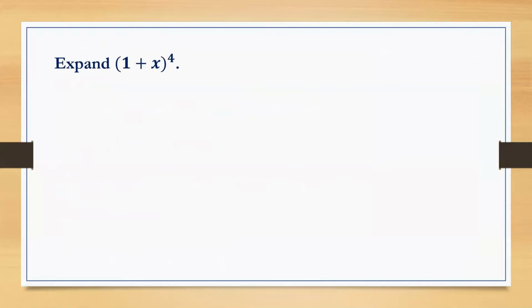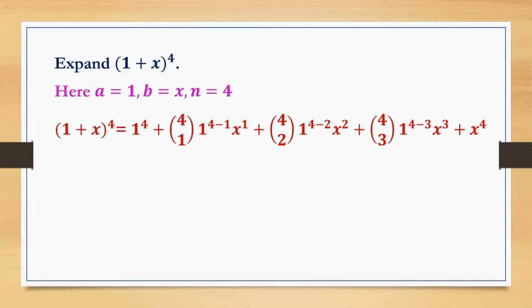So let us look at this example. Expand (1 + x)^4. Using the formula, a will be equal to 1, b will be equal to x, and n will be equal to 4. Replacing in the formula and simplifying will give us 1 + 4x + 6x^2 + 4x^3 + x^4.